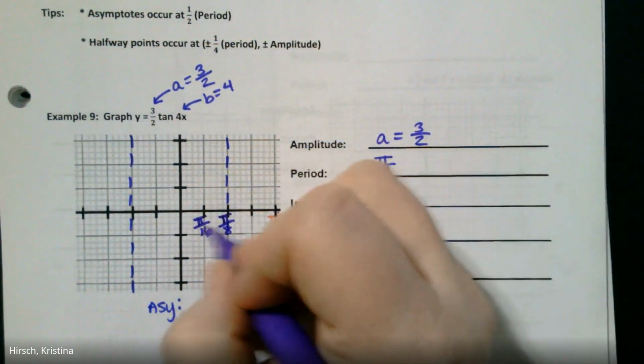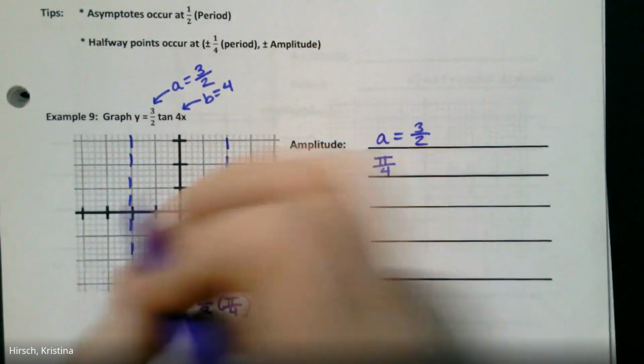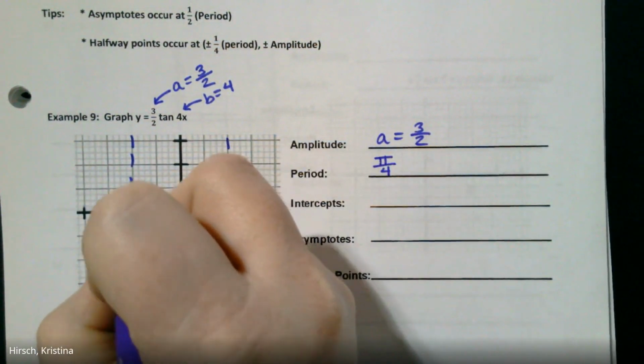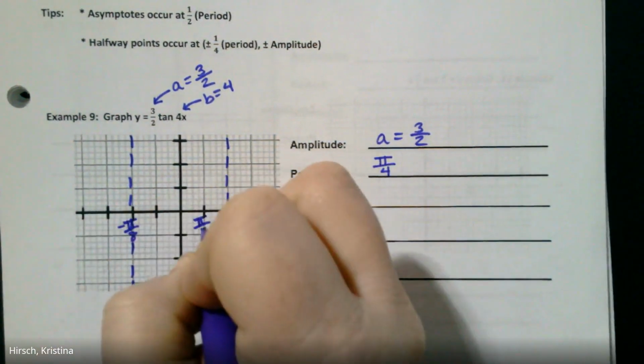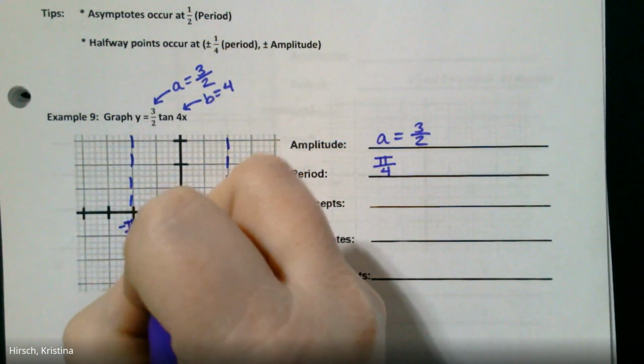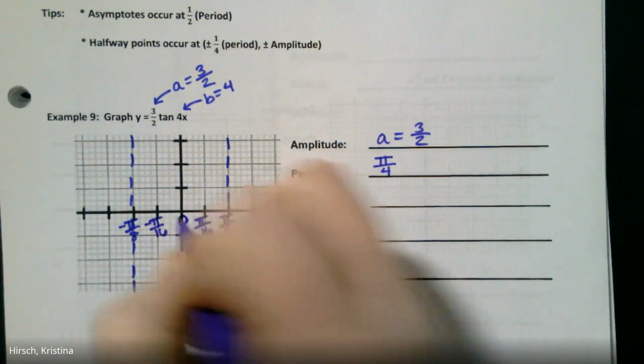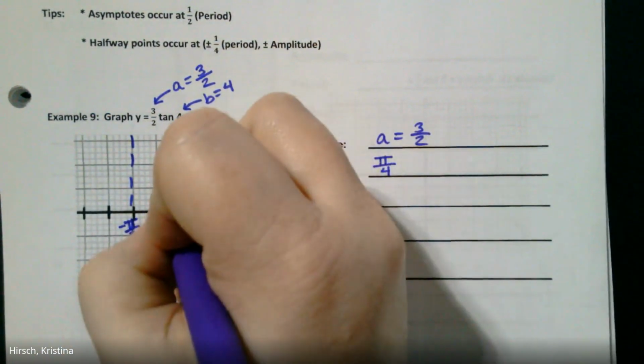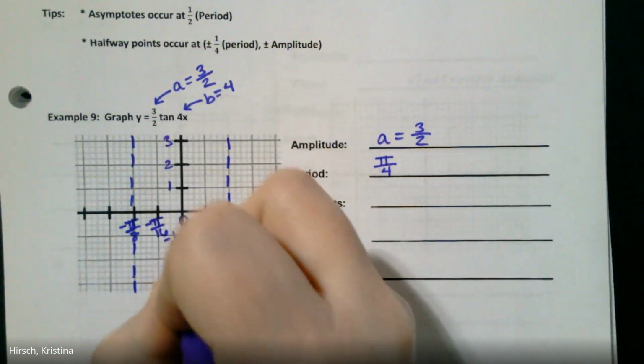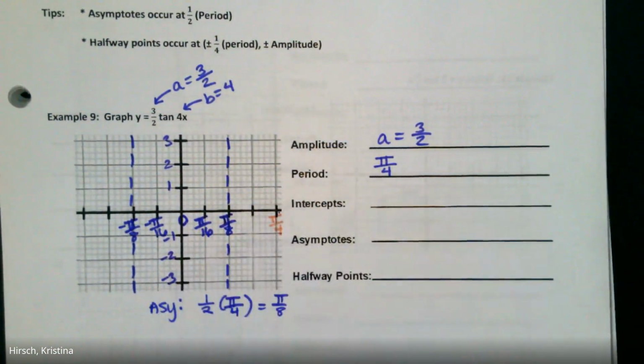All right, well, if these are the positives, then what are these? Well, they're just the negatives. So this is negative pi over 8. And if this is pi over 16, this is negative pi over 16. This, of course, is still 0. All right, this is still 1, 2, 3. That part doesn't change.